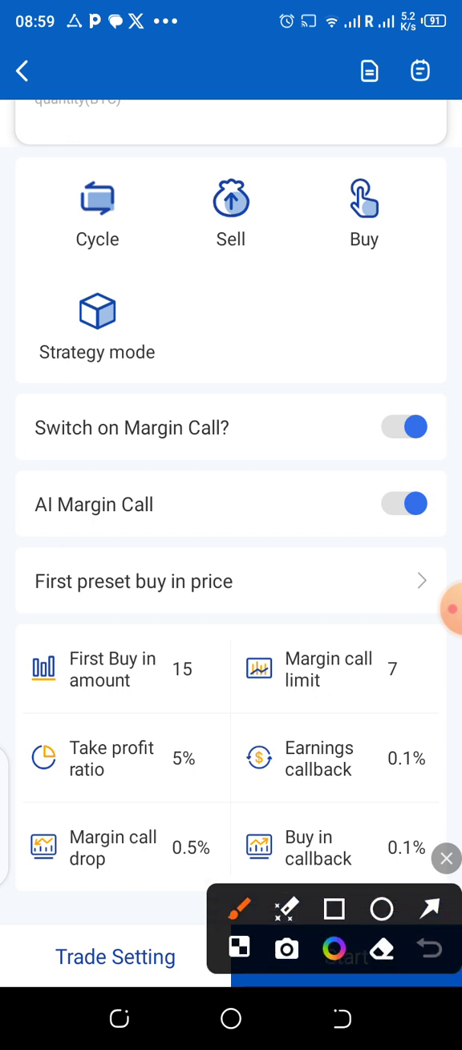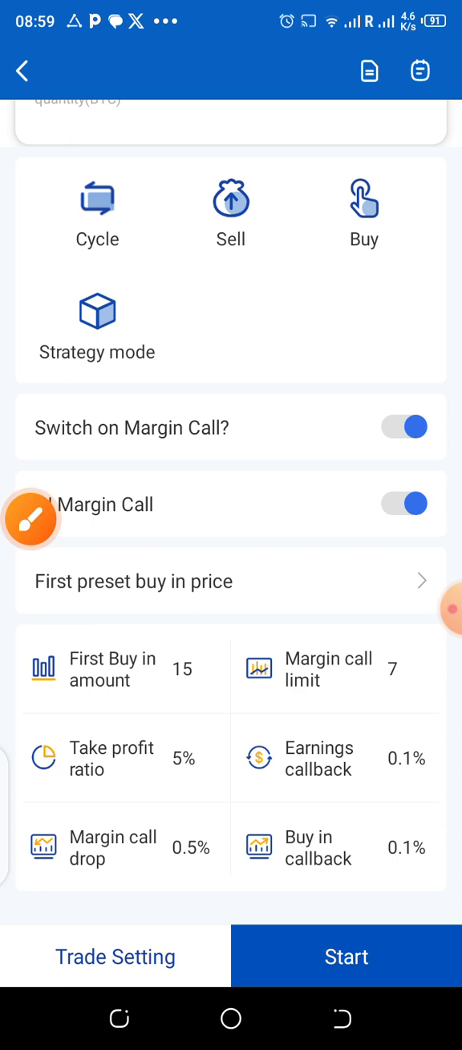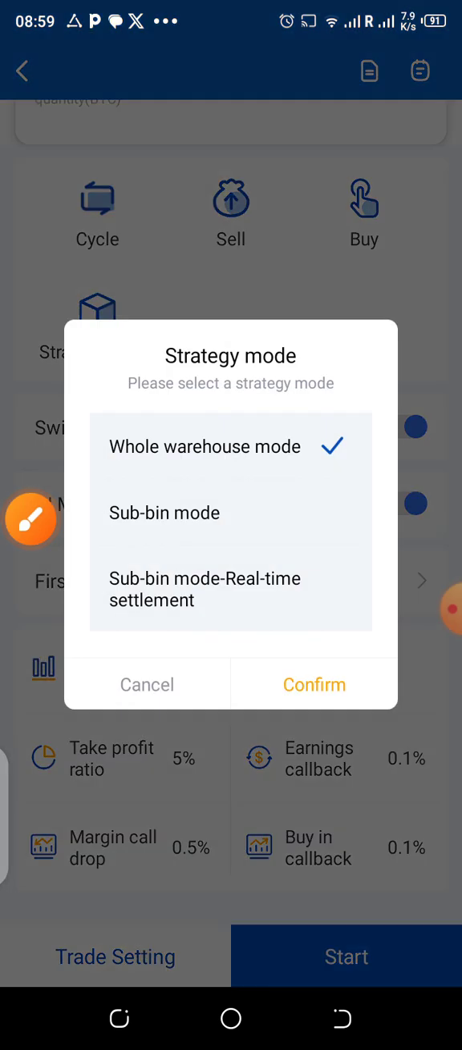So let's see what is here. This one is very important, the strategy mode. Wall warehouse mode means whatever the robot buys, it must sell at once. Then the sub-bin mode. Here it means the robot will, from the 5th call up to the 7th call, it depends on your margin call limit that you have set.